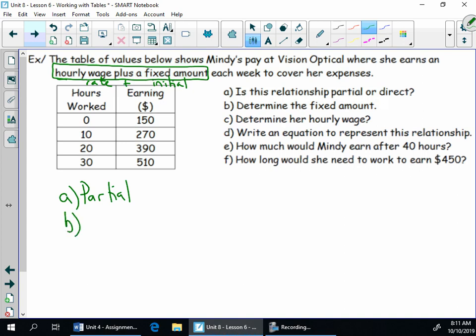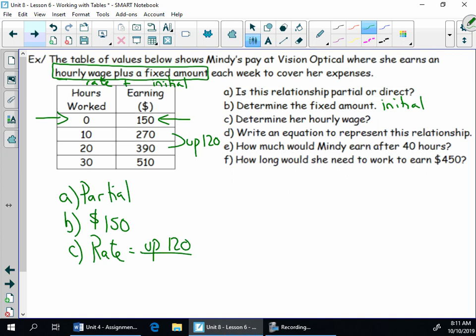Okay, determine the fixed amount. In other words, determine the initial value. That's what a fixed amount is, what you start at. So if I find the number of hours being 0, I found my initial value. Okay, determine her hourly wage. Well, we know how to do rates. I pick any 2 points in my table, and this one's kind of nice. I went up from 270 to 390, so I went up 120. Over the course of, I went from 10 hours to 20 hours, so that's 20.